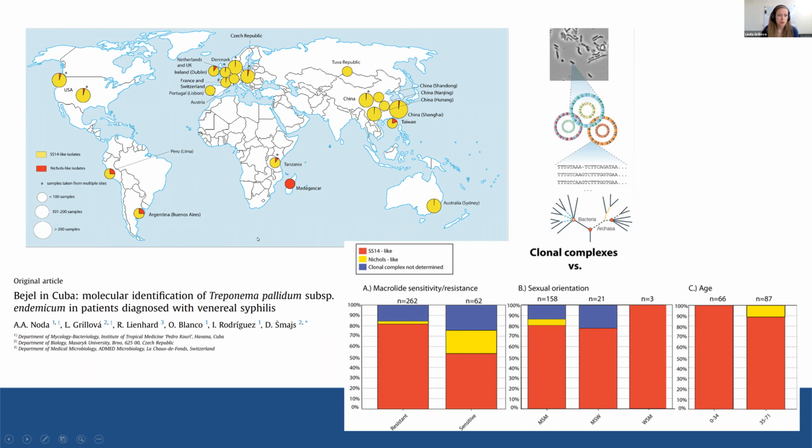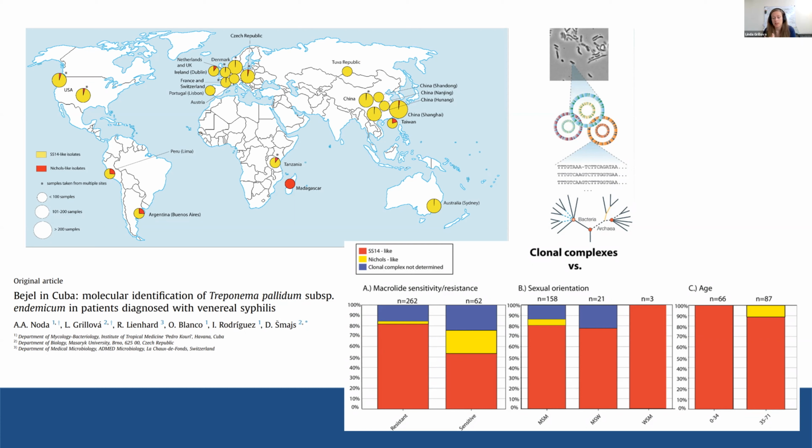You can see that SS14-like strains are really predominant in most of the countries where the analysis has been done. This is interesting, because Nichols-like strains are better studied than SS14-like strains, since they have been passed through rabbits and historically grew very well in rabbits compared to SS14. So some people think that SS14 has some biological advantage in regard to human infection, and the other way around, that Nichols-like strains have some biological advantage in regard to rabbit infection.